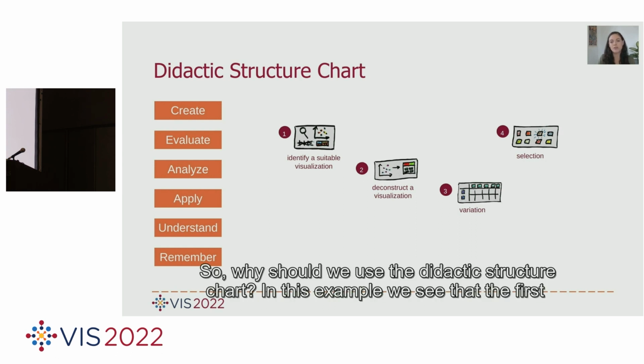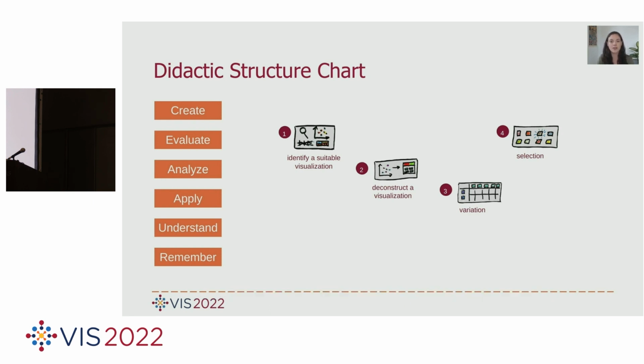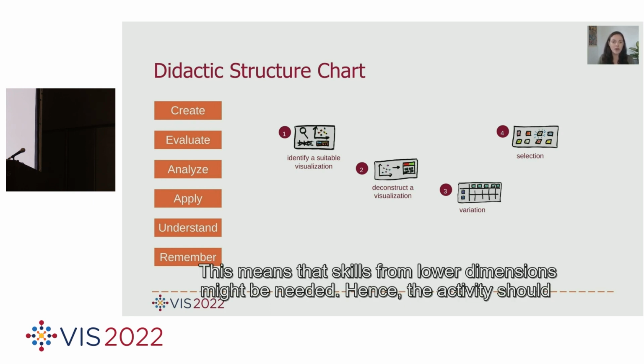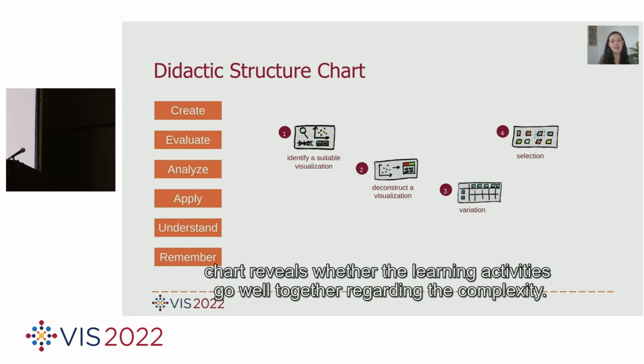So why should we use the didactic structure chart? In this example, we see that the first learning activity already starts on a relatively high level of the cognitive process dimension. This means that skills from lower dimensions might be needed. Hence, the activity should be extended or combined with other activities to address these foundations. The didactic structure chart reveals whether the learning activities go well together regarding their complexity.